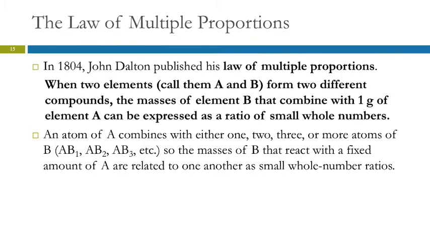Let's look at the law of multiple proportions. And if you just look at these names, they seem to contradict each other, right? Definite proportion and then multiple proportions, what is that? So John Dalton again, 1804. There's different ways to express that, and all of them are confusing, but this is the best one, I think. When 2 elements, we're just going to call them A and B, form 2 different compounds, the masses of element B that combine with 1 gram of element A can be expressed as a ratio of small whole numbers.